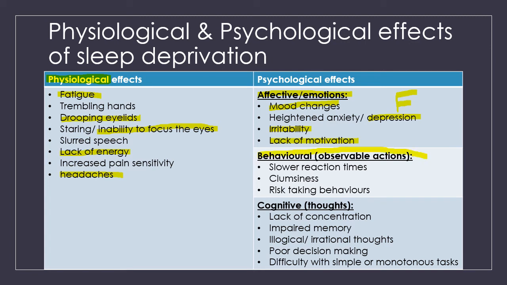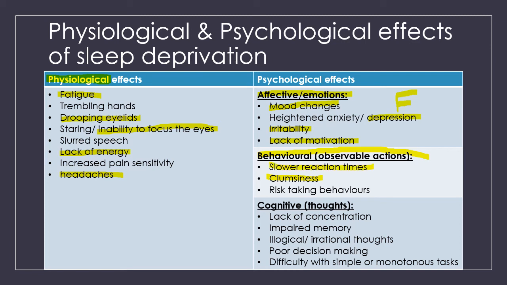Behavioral are your observable actions. These are things that if I saw you in the class and you were doing these things, I would instantly recognize these as behaviors. It is not something that you might interpret. It is something that you can physically see. So you can see that people have slower reaction times, that they're clumsy, that they take more risk-taking behaviors because they haven't really thought it through. Right? Clumsiness is one of the ones that they look at, as well as slower reaction times.